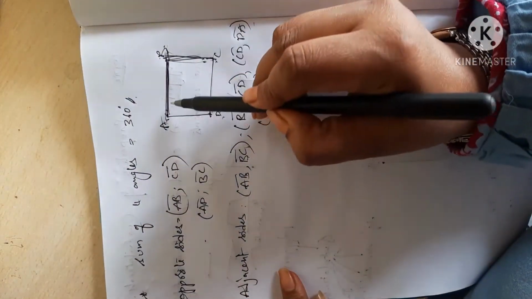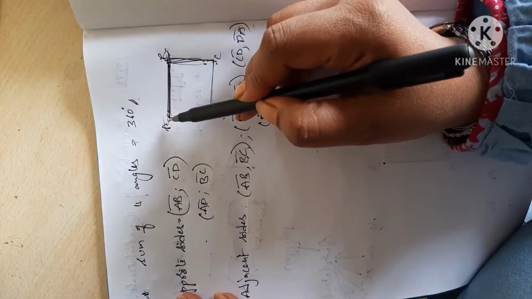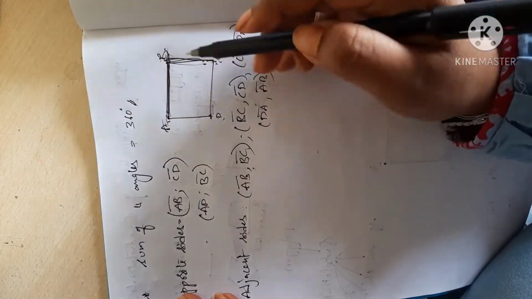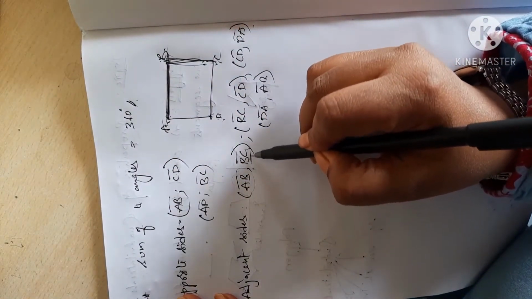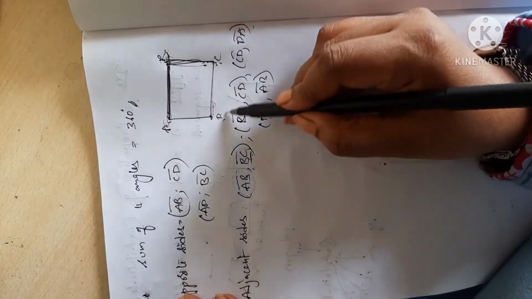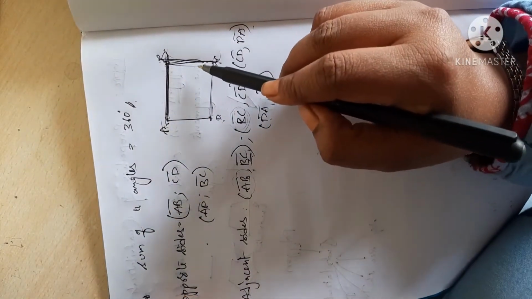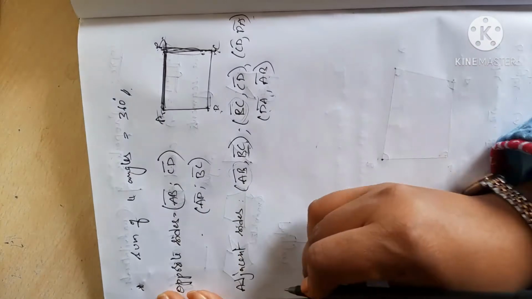So if you take one line segment, it is going to have 2 adjacent sides. AB's first adjacent side is BC and the other one is DA. Like that, if you compare for each and every line segment, it is going to have 2 adjacent sides. Okay, clear?